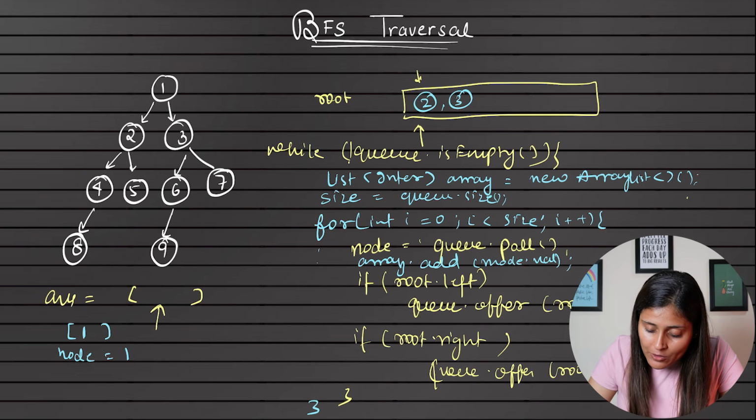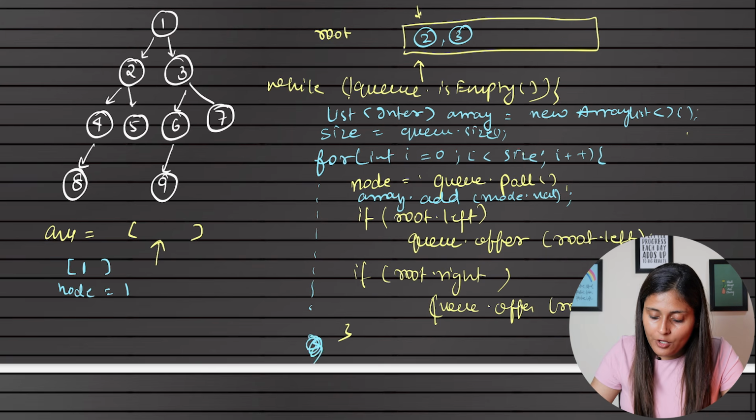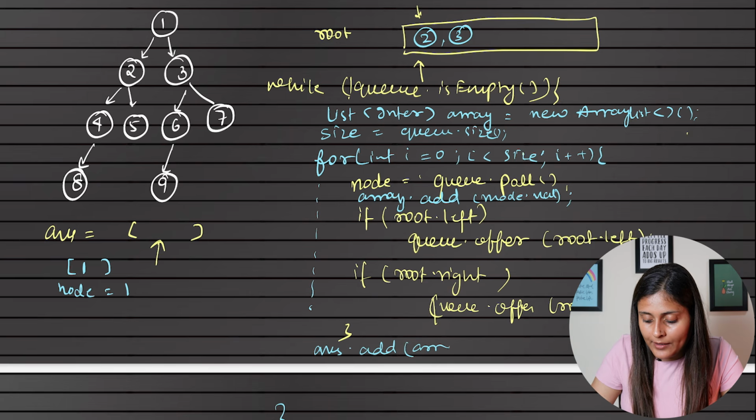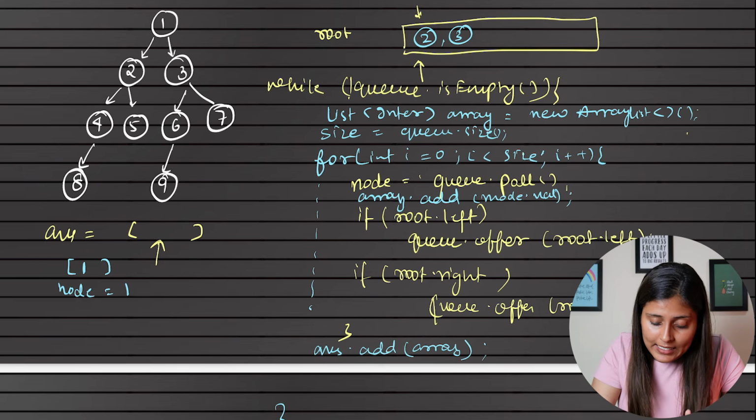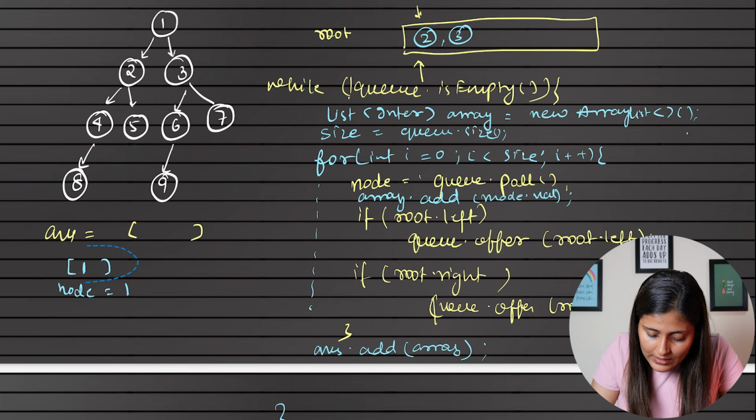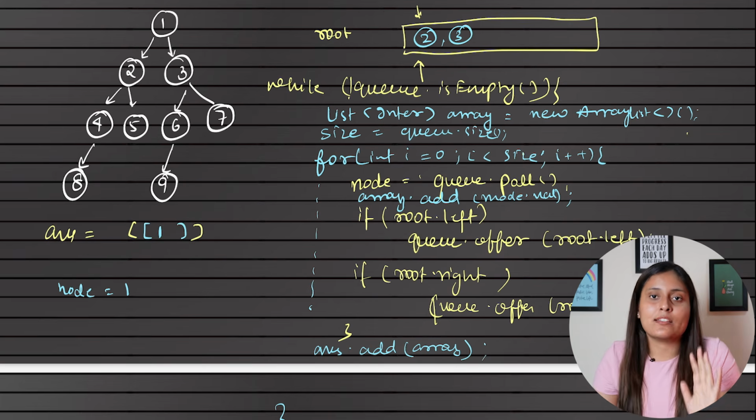So after coming outside this for loop, yes, we have to write answer.add(array). Array is nothing but the level. So you can either say array or level, whatever name of the sublist you want to give. And now we can say that yes, this sublist is now inserted inside the answer list.